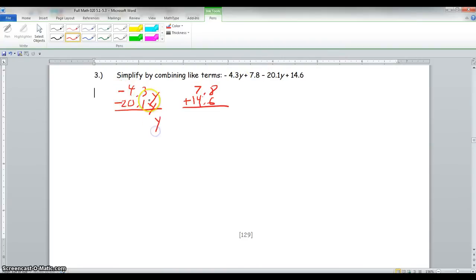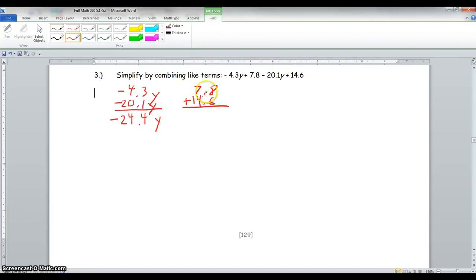We first bring down these y's. 3 plus 1 is 4. We bring down our decimal. 4 plus 0 is 4. And then here we don't have a number above the 2, so we bring the 2 down. And our negative. So this would be a negative 24.4y.